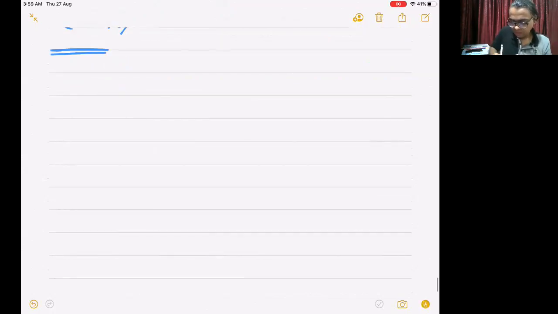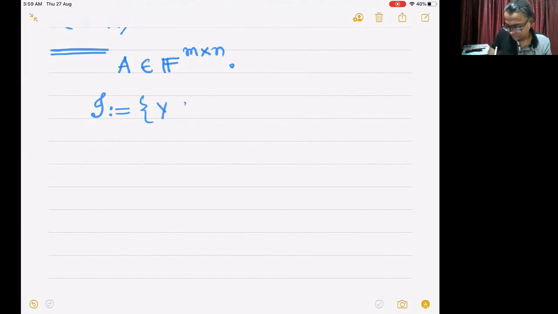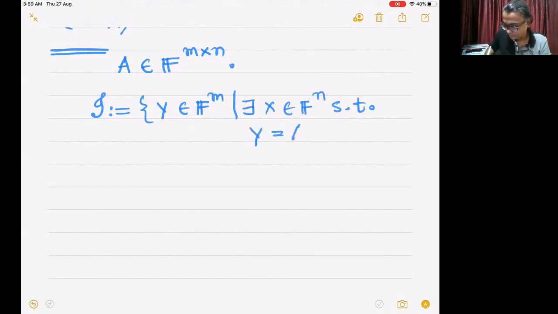Similarly, if once again we have a matrix A which is F^{m×n}, and suppose I define this set I, which is by definition the collection of all y in F^m such that there exists x in F^n with the property that y is equal to Ax. Then I is a subspace.